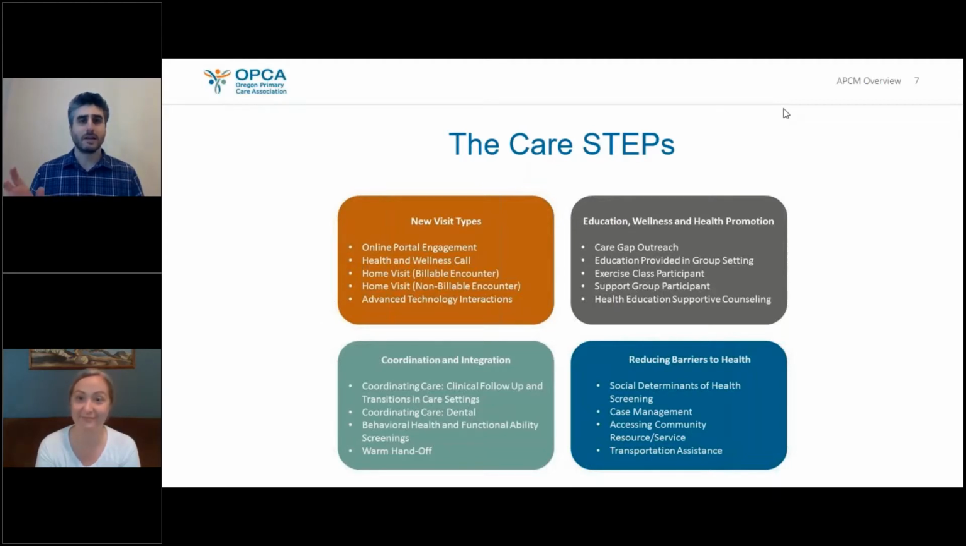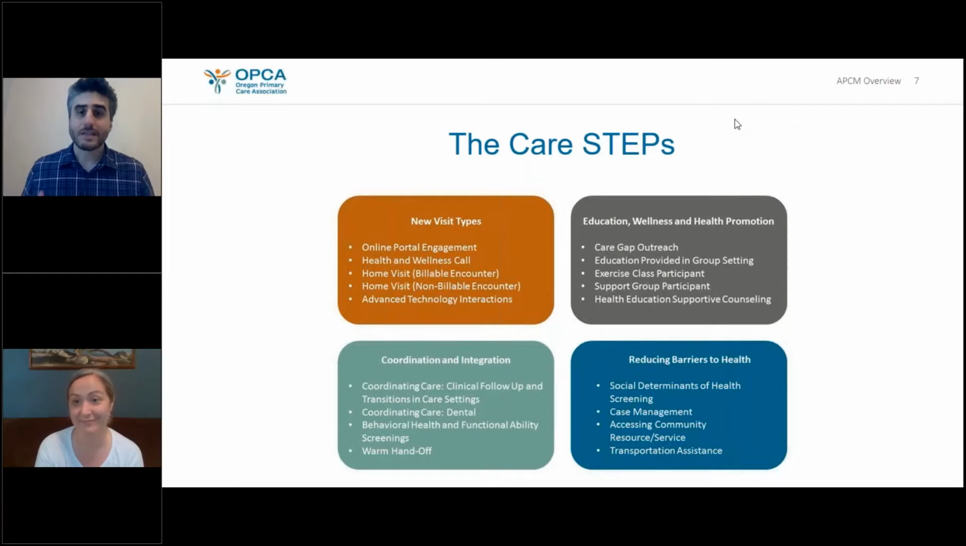I see this as the counterpart to the health and wellness call setting category. That category represents a lot of the non-billable care calls that occur within a health setting. Health education, supportive counseling represents a lot of those therapeutic interactions that are occurring with care team members and the patient in a face-to-face setting.